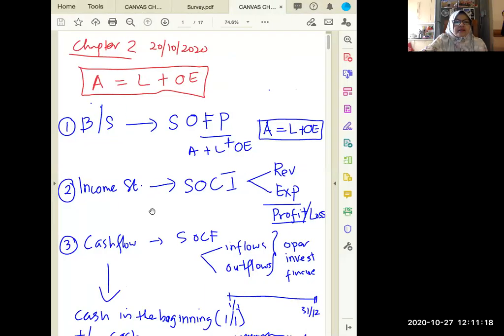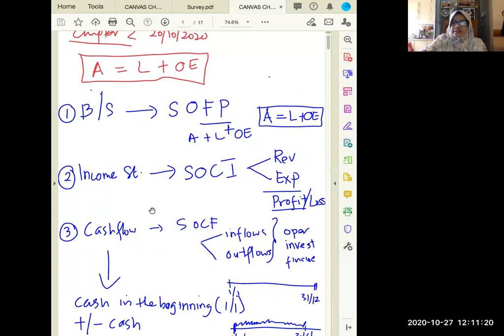Okay, in the last class, we have actually gone through the concept of asset, liabilities, and owner's equity. So we have introduced you the three statements.